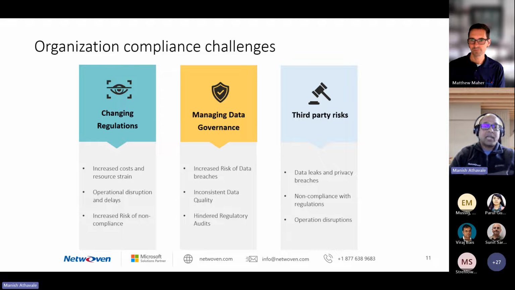Inconsistent data quality, right? Lack of data standards and quality checks to ensure that your data is up to the mark can also lead to inaccurate, incomplete, and duplicate information. This hinders accurate reporting, decision making, and compliance efforts as unreliable data cannot be trusted. So definitely trust is important in our industry. Hindered regulatory audits, right? Without clear data lineage or documentation, the organization may not understand where their data is, right? They may not be able to demonstrate how it is used and also prove that the compliance procedures are followed.